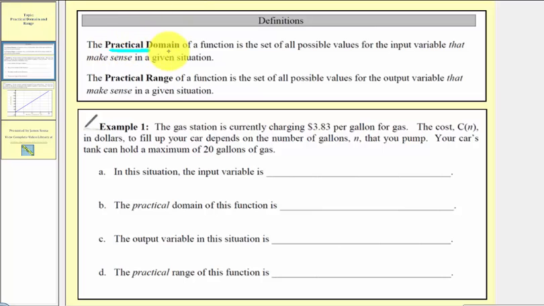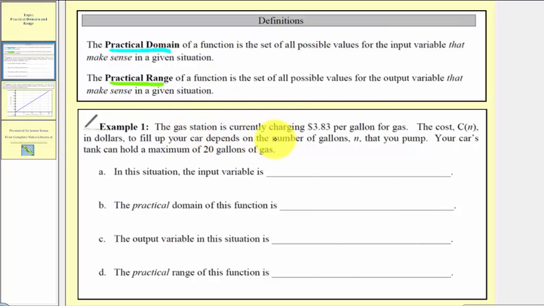The practical domain of a function is a set of all possible values for the input variable that makes sense in a given situation. And the practical range of a function is a set of all possible values for the output variable that makes sense in a given situation. So the practical domain and practical range deal with application problems. Let's look at an example.